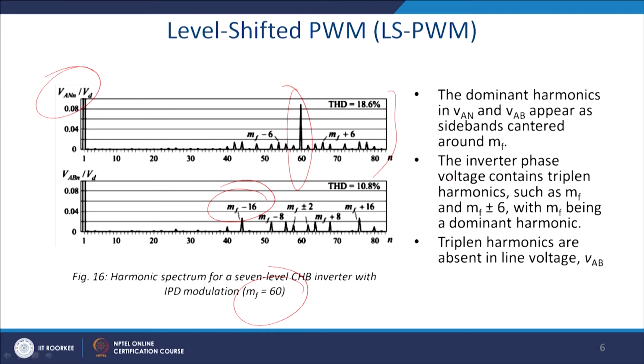The inverter phase voltage contains triplen harmonics such as MF and MF plus minus 6, with MF being the dominating harmonic. But you can see that this is missing here in the case of the line voltage. The triplen harmonics are absent. So, ultimately all this MF minus 6 component goes out, and thus you get a better THD in line voltage.